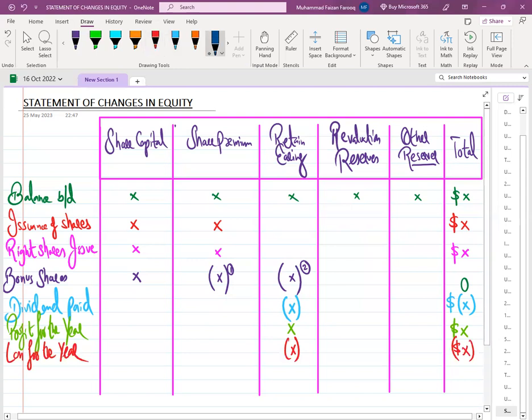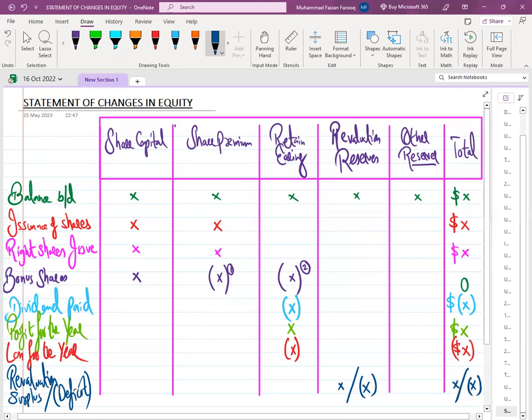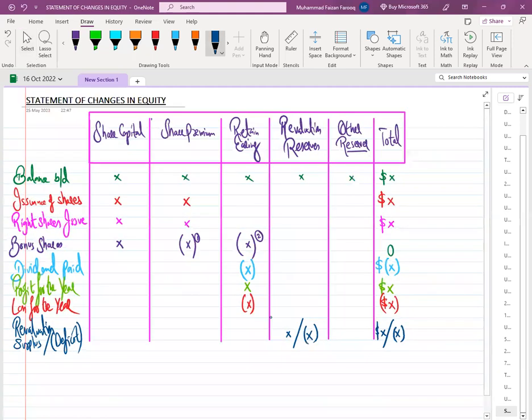Then revaluation. If the value of an asset goes upward, it's a revaluation surplus. And if it goes downwards, it's a revaluation deficit. If the asset value goes upward, it will be added. But if the value of the asset goes downwards, it will be deducted. That is, if revaluation goes upwards, the value of the asset goes upwards, it will be plus. And if the value of the asset is declining, it will be minus.